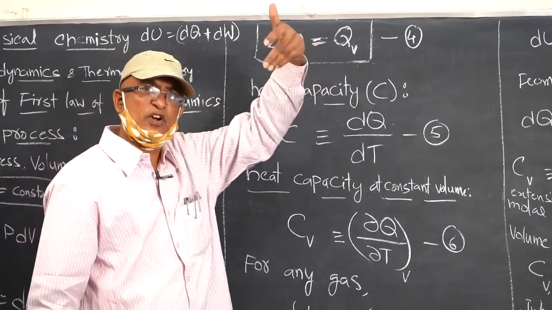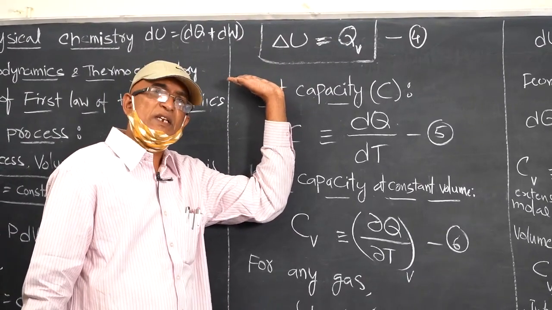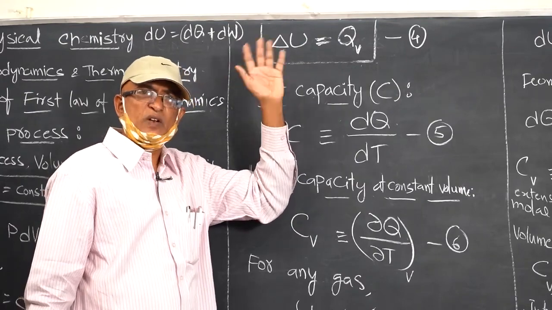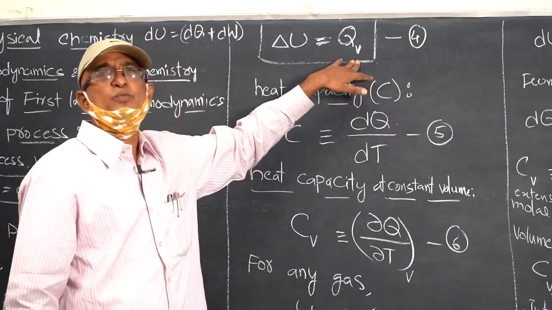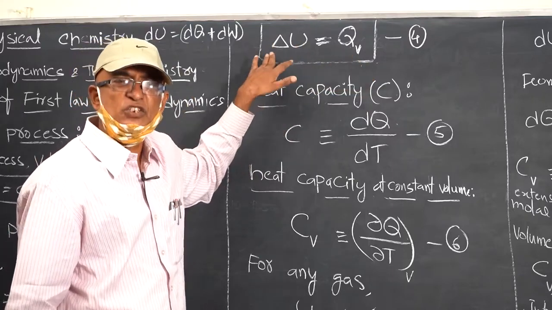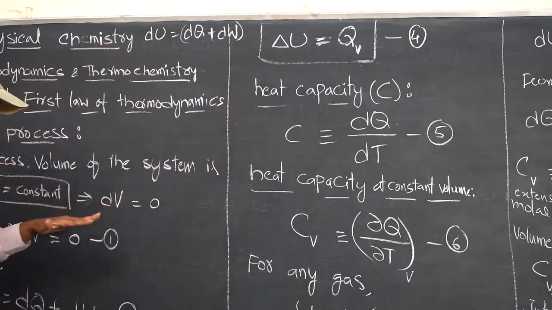Suppose heat is given out by the system, then what happens? The internal energy of the system decreases. So, whatever heat is added to the system or removed from the system is just changing the internal energy of the system, because in this process no work is done.